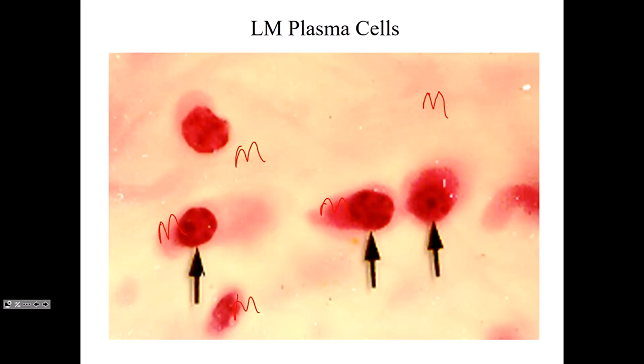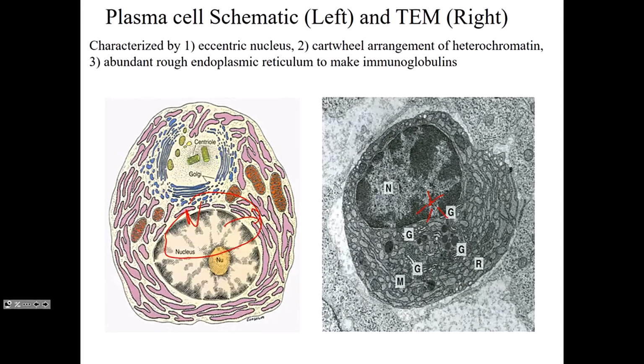Okay, the next cell type are plasma cells. Plasma cells are derived from B lymphocytes. If the B lymphocytes are stimulated, they differentiate into plasma cells and produce antibodies. The characteristics of plasma cells are that they have an eccentric nucleus, meaning off-center, so this nucleus is off-center from the cytoplasm. They have a cartwheel arrangement of heterochromatin, so this might be the axle, and then you've got spokes like a cartwheel. And also in an electron micrograph, we can see that they have abundant rough endoplasmic reticulum.